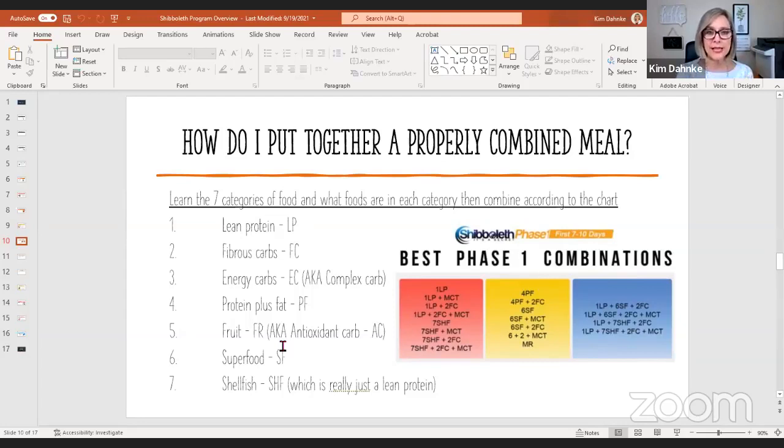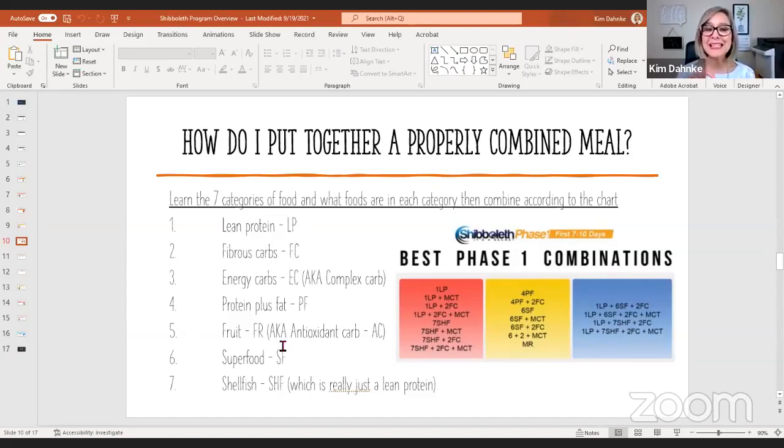So there's 7 categories. Your job is to figure out which foods you like in each category. Just list them out by going through all the printables and all of your resources on the Shibboleth website. Looking over here to the right, there is a combination chart. It says phase 1, first 7 to 10 days. Y'all, I don't pay any attention to any phases. I just follow the Shibboleth Shield every day using the combination charts and all of that.